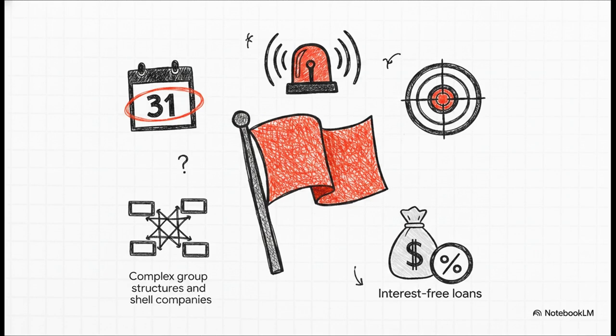Why is the company handing out interest-free loans? Why is there zero documentation for a huge service fee? Why are there these insanely complex group structures with shell companies or transactions that just don't have a clear business purpose? These are massive, flashing warning signs that a related party transaction is hiding something sinister.